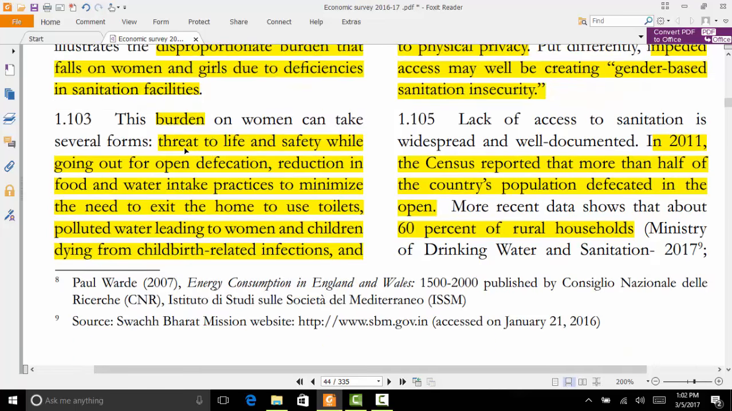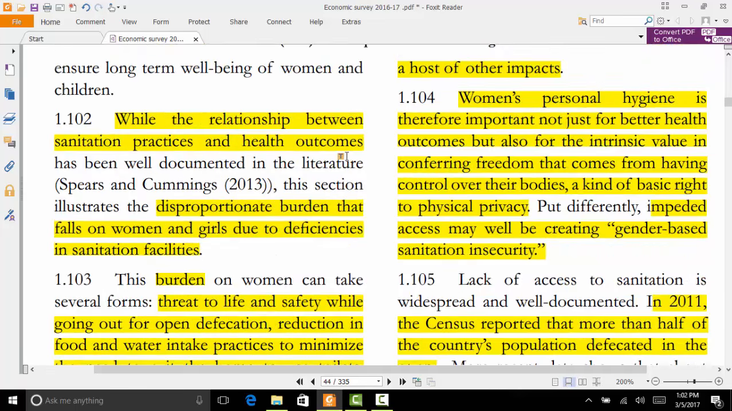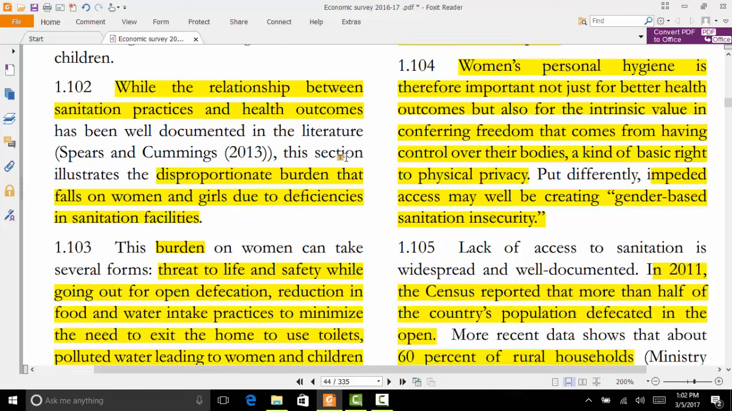Then the burden of women can take several forms. Very good points are given there. Read them. Threat to life and safety while going out for open defecation. Reduction in food and water intake practices to minimize the need to exit the home to use toilets. Polluted water leading to women and children dying from childbirth related infections, and a host of other impacts.